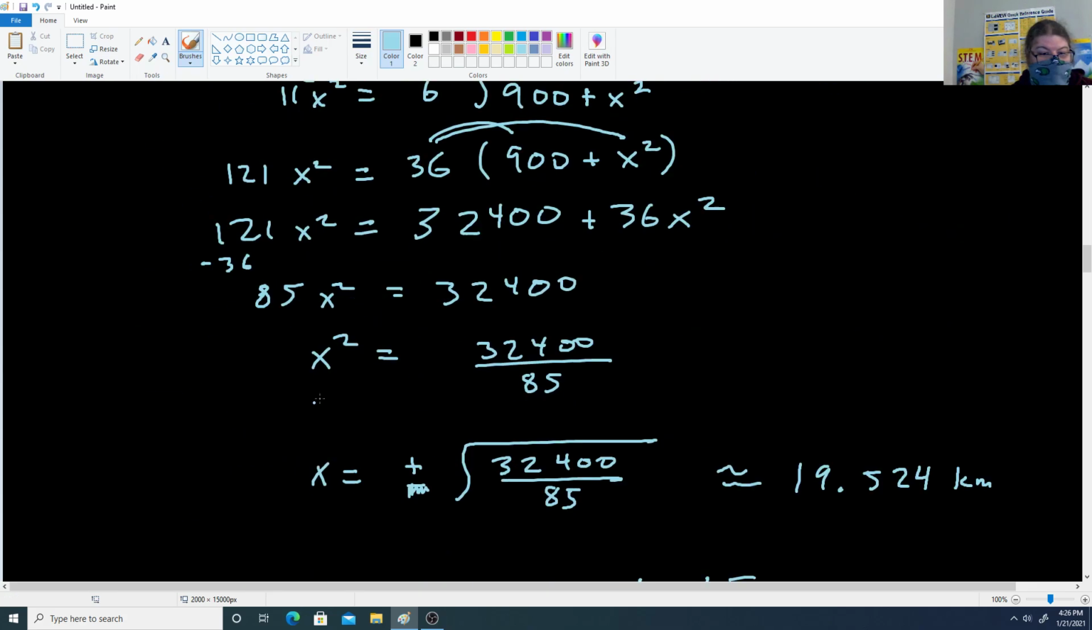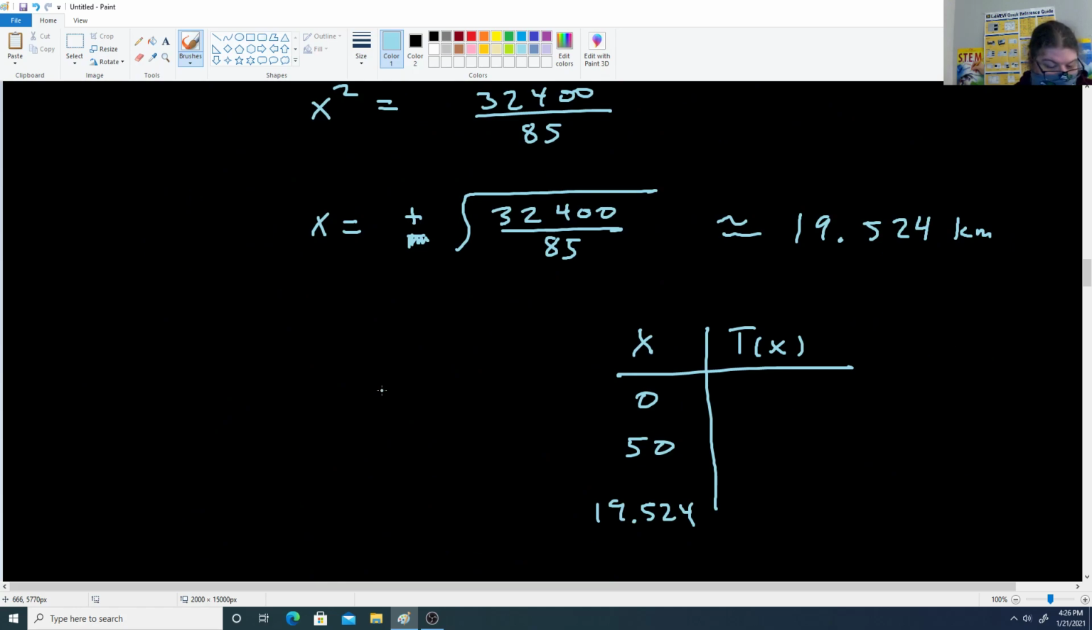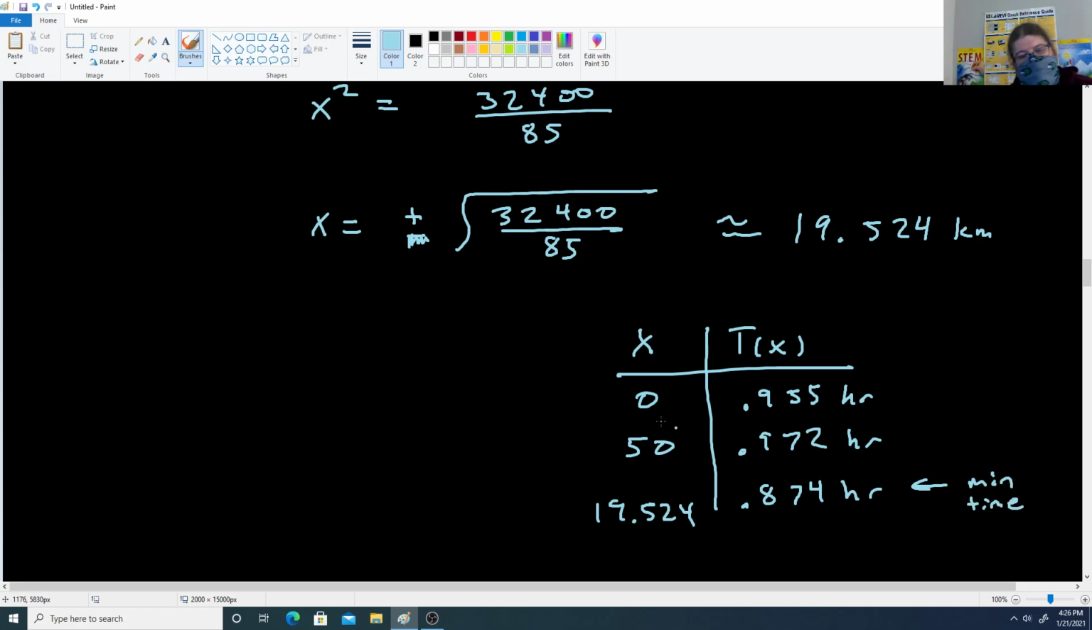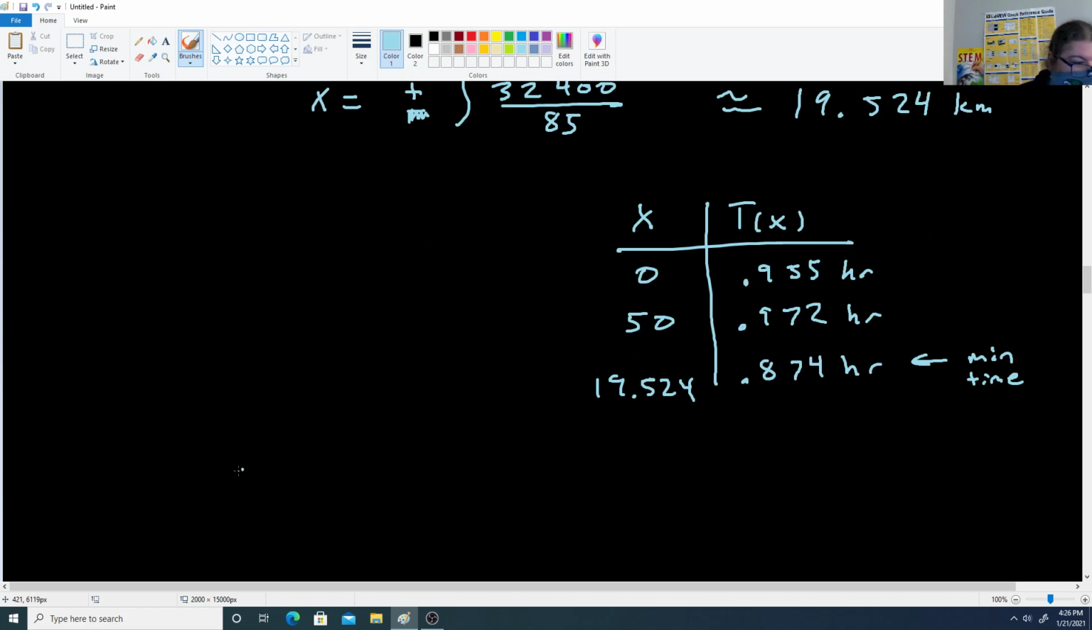So let's see what happens here. Okay, if we put 0 in, it's going to take 0.955 of an hour. If we put 50 in, it's going to take 0.972 of an hour. We put 19.524 in, that'll take 0.874 of an hour. So this right here is the minimum time. This minimizes the time.